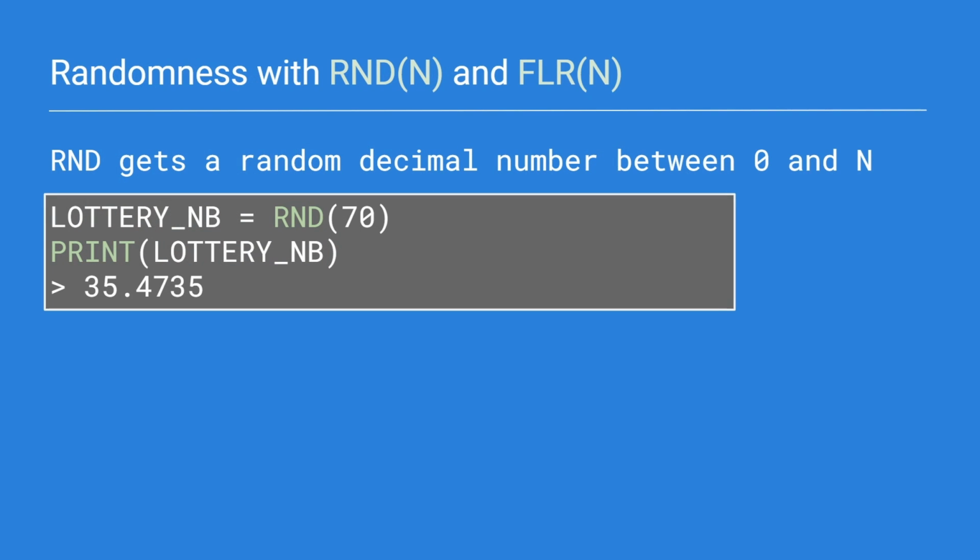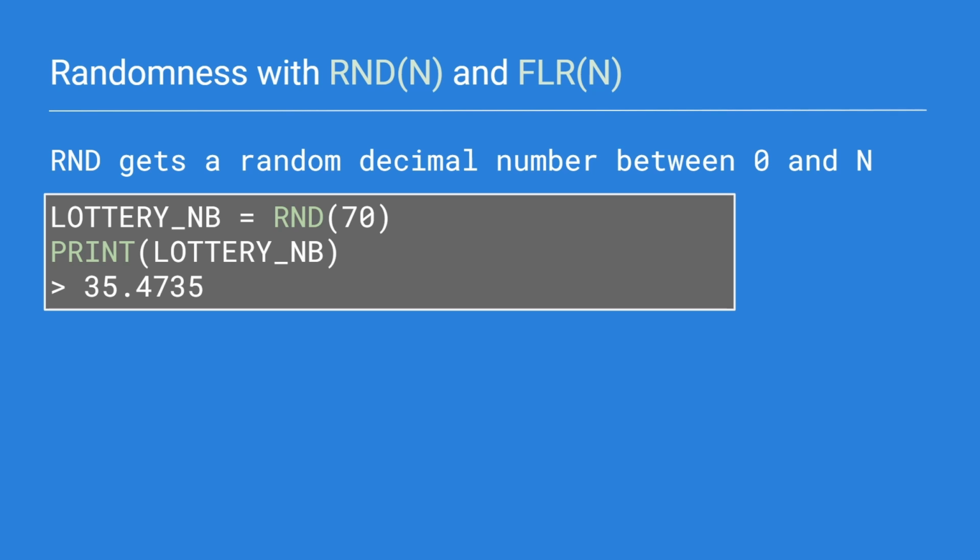So in order to add some randomness, Pico8 actually provides a very handy function called RND. RND will get a random decimal number between 0 and n. The upper range needs to be provided as an argument when calling the instruction. So if you look at the code below, we create a variable called lottery number, and we assign a random number between 0 and 69.9999.